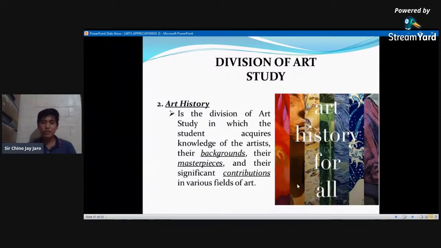Nagkakaroon tayo ng knowledge in terms of their backgrounds, masterpieces, ano ba yung mga gawa nila, ano ba yung naiambag nila sa ating field of art nowadays. Gaya nga ng sinabi ko nauna, itong mga God of Art na si Leonardo da Vinci at Michelangelo Buonarroti, pati na rin si Vincent van Gogh, ay kilala talaga sa history ng arts.